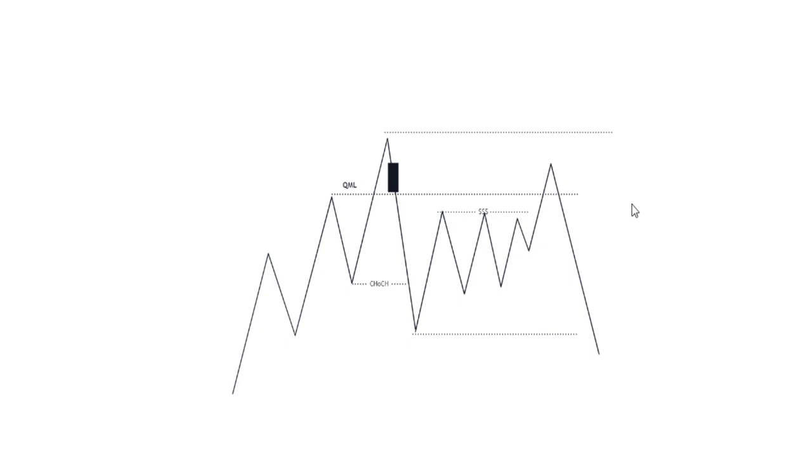Let me show you the second type. Remember, I said the QML pattern is of two types. Now, here is the second pattern right here, and it is very similar to the first one. So in this case, what can we actually see? Price forms a high, a pullback, and it forms a low before we see this break of structure. And this is exactly what you want to see.